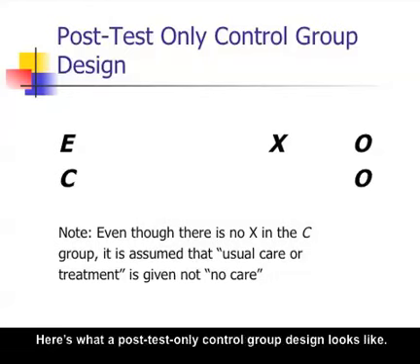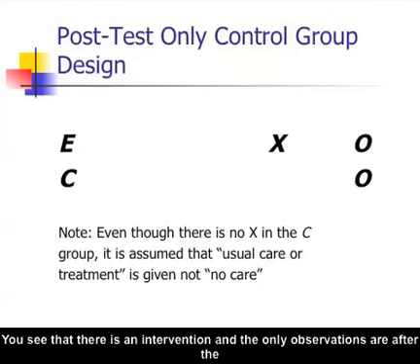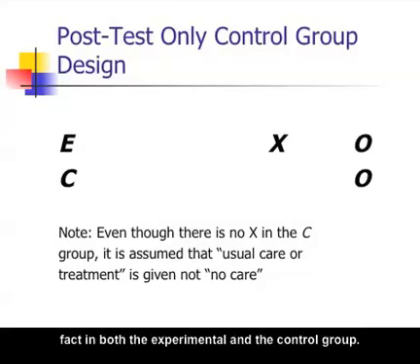Here's what a post-test only control group design looks like, and you see that there is an intervention, and the only observations are after the fact in both the experimental and the control group.